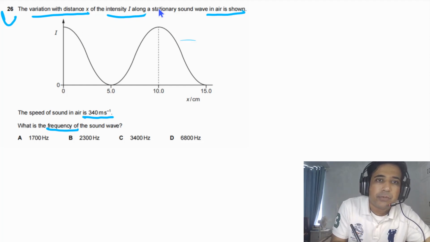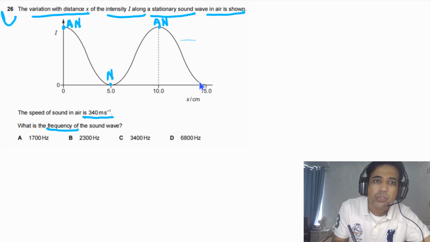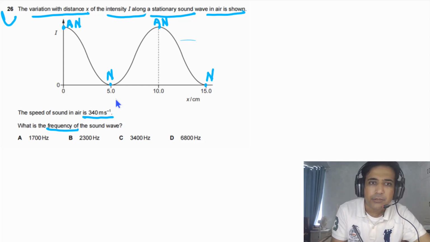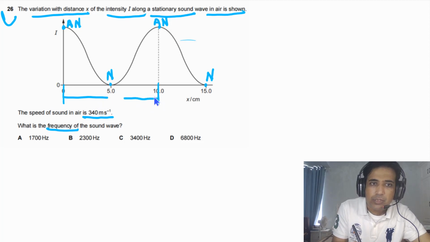For this one, it is given that this is a stationary wave. So this point has maximum intensity. So this point is an antinode and this point is a node. You can mark this point. So this one is an antinode and this one is a node. And the distance between two consecutive nodes or antinodes is equal to lambda by 2.